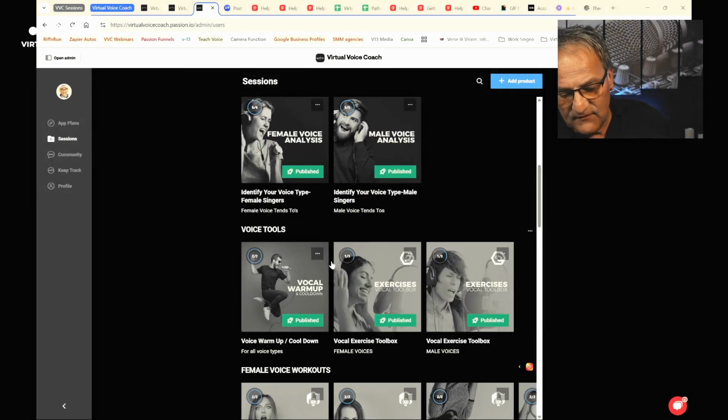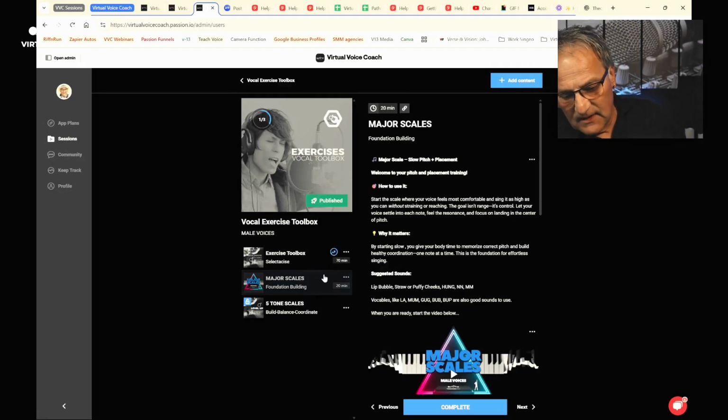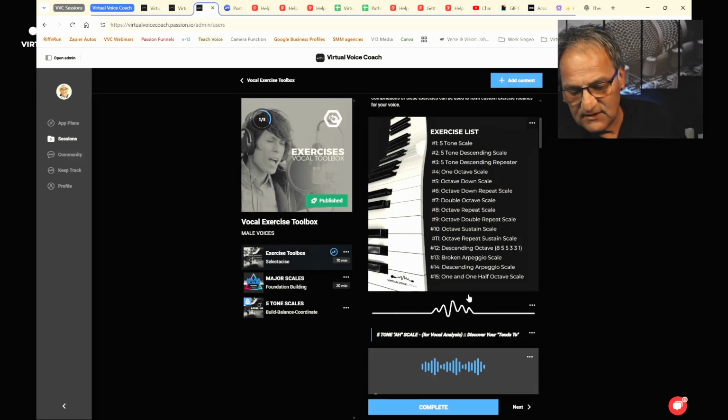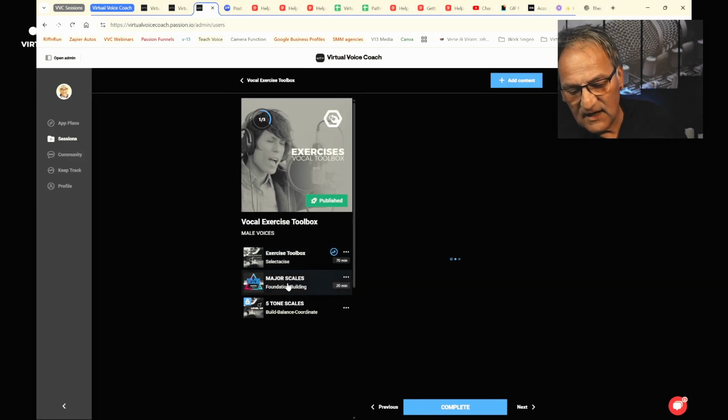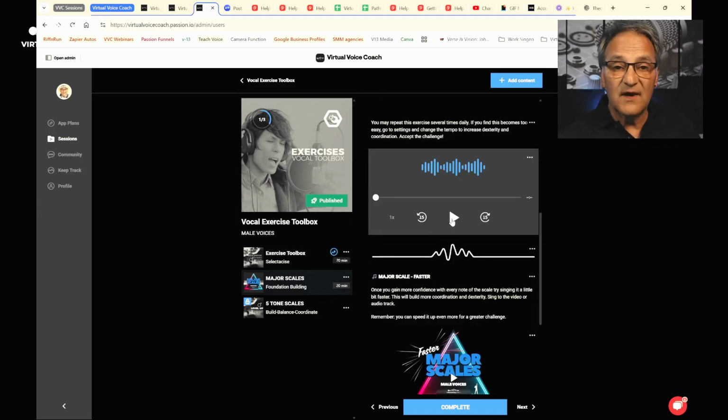So in the app, if you go down to your exercise toolbox for male and female, you've got your exercise toolbox, which is all of the scales that we use to build and balance the voice. You can access them here. And then I've recently added major scales, where you can walk through very slowly and confidently, note by note, every note of the major scale. You're locking in your body's pitch calibration, and you're turning that on.